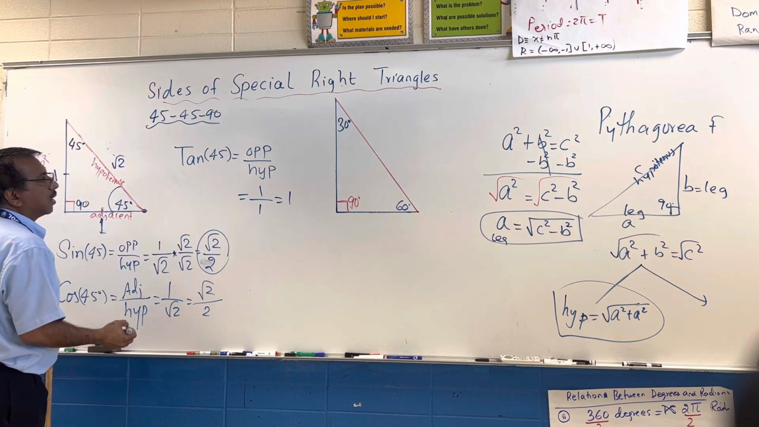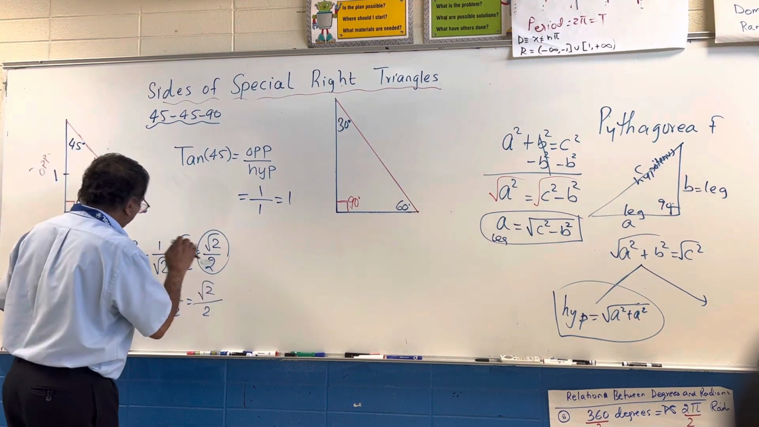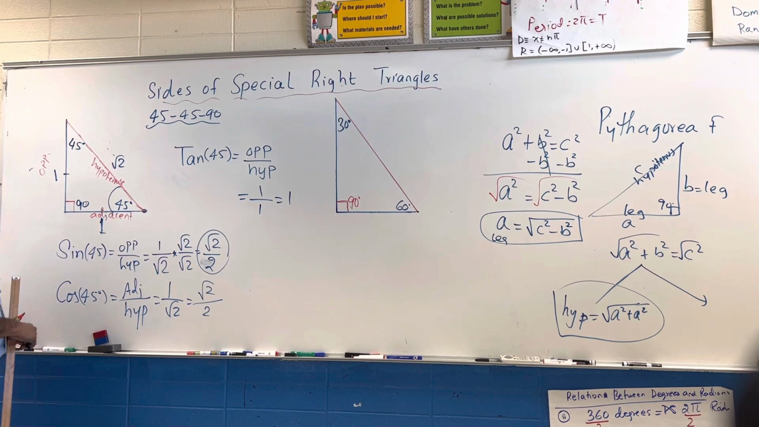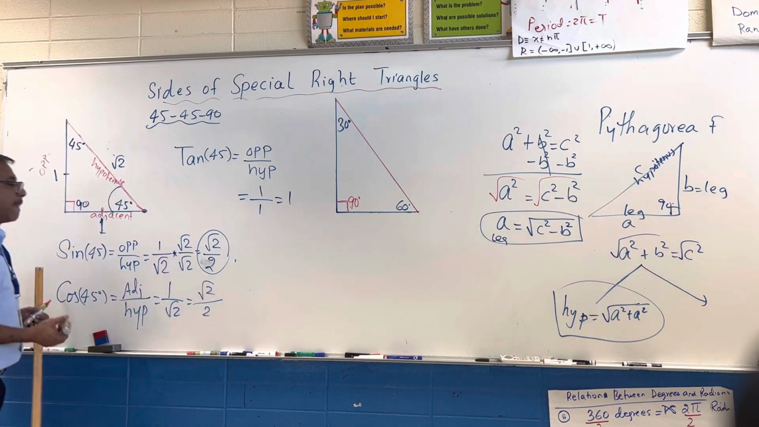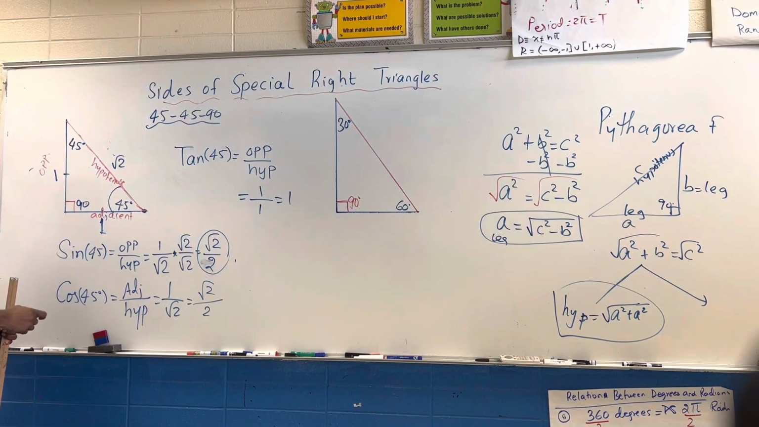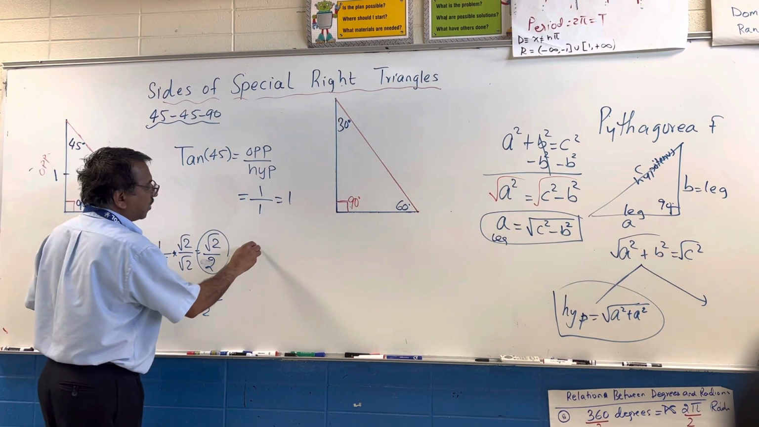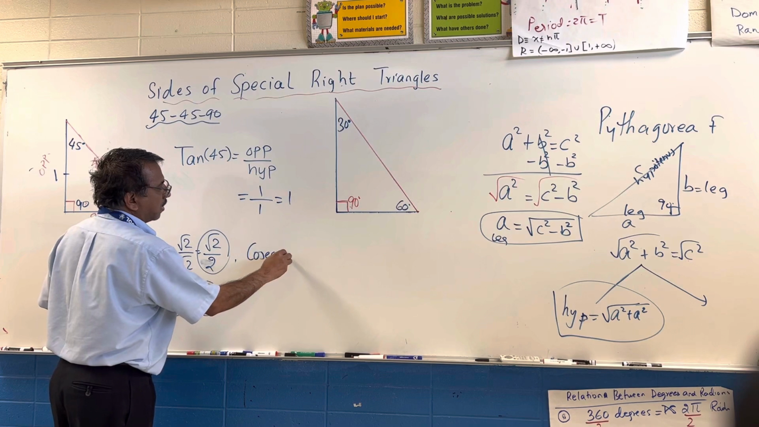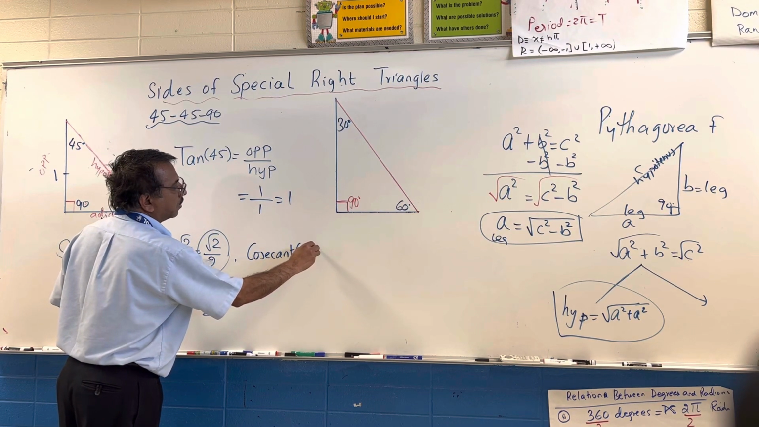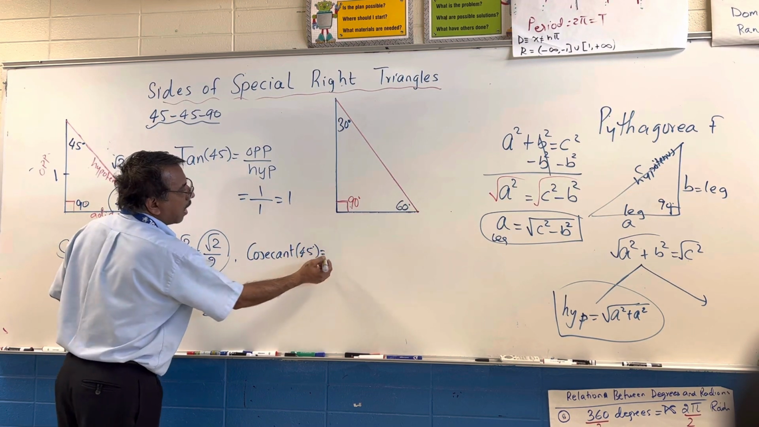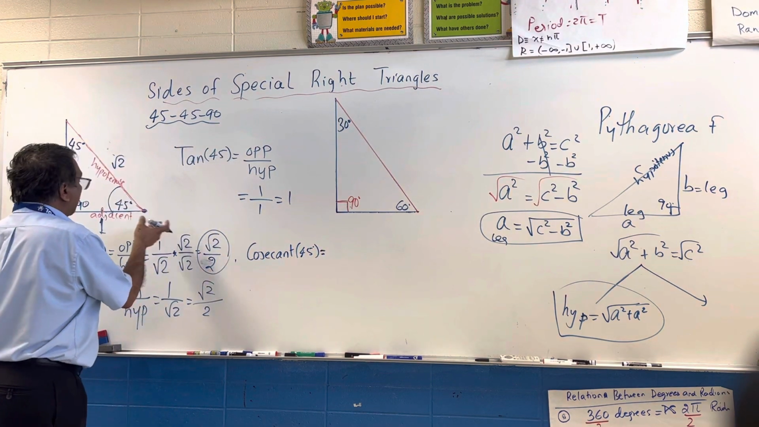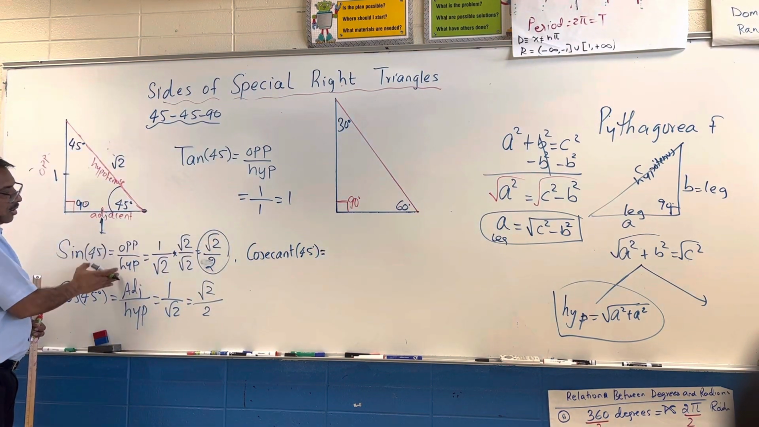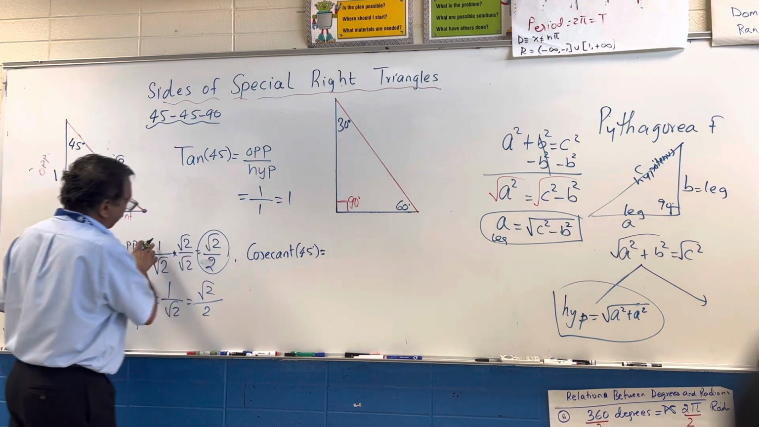So what we learned here is that sine 45 is root 2 over 2, cosine is root 2 over 2, and tangent is 1. Besides that, we also have to know the reciprocal functions. For sine, it is cosecant. So cosecant of 45 degrees is defined as hypotenuse over opposite, so this was root 2 over 1.